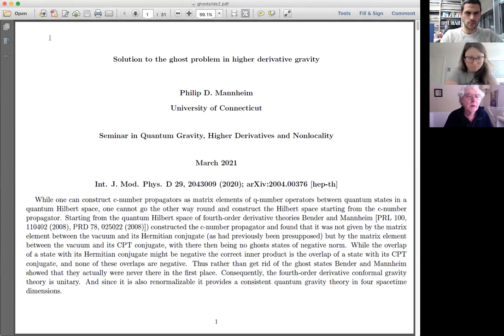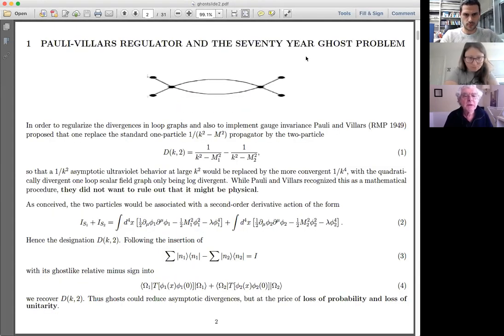Okay, now we have to go all the way back to the Pauli-Villars regulator and realize that the ghost problem is 70 years old. They wanted to regularize divergences, and they proposed replacing the 1 over k squared minus m squared by a second term with a minus 1 over k squared minus m2 squared. And I'm calling this dk2 because it's meant to be a second derivative theory. They had improved convergence, which is very exciting.